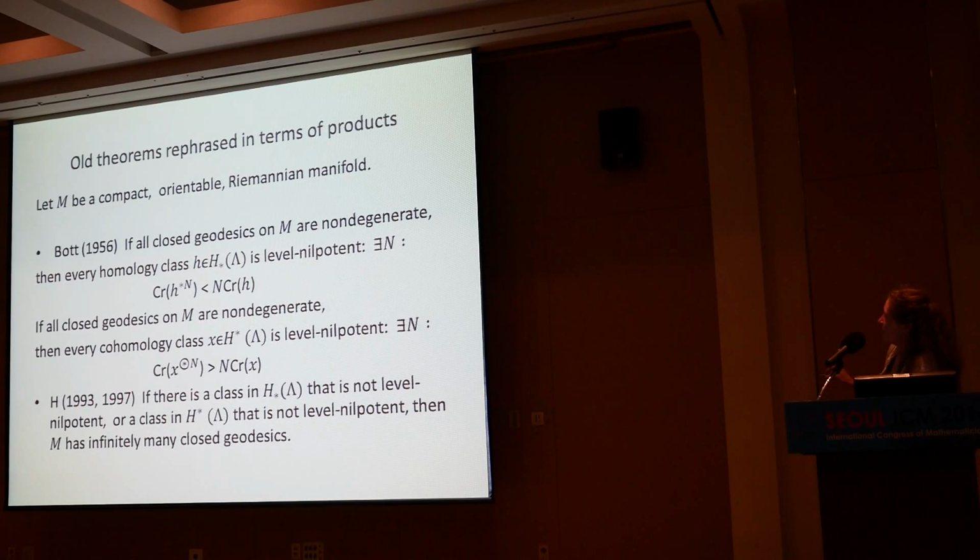Now here are two theorems that I proved, one in 1993, one in 1997. The first one says if there's a homology class that's not level nilpotent, and the other one says if there's a cohomology class that's not level nilpotent, then M has infinitely many closed geodesics. So these do depend on the metric. These are two different proofs. This one was much, much easier than this one. And it was the guiding light principle of Poincare duality and the fact that this was true that made me sure that the other theorem would be true.